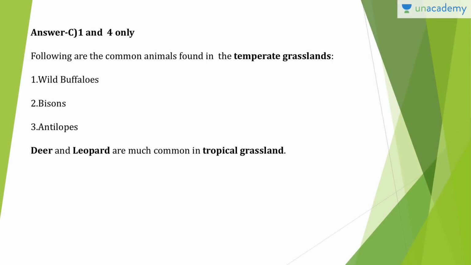So various organisms are basically spread out depending on their environment. So we will talk about wild buffaloes, bisons, antelopes. You will find a lot of them in temperate grasslands. And deer, leopard, etc., are much more common in the tropical grasslands.